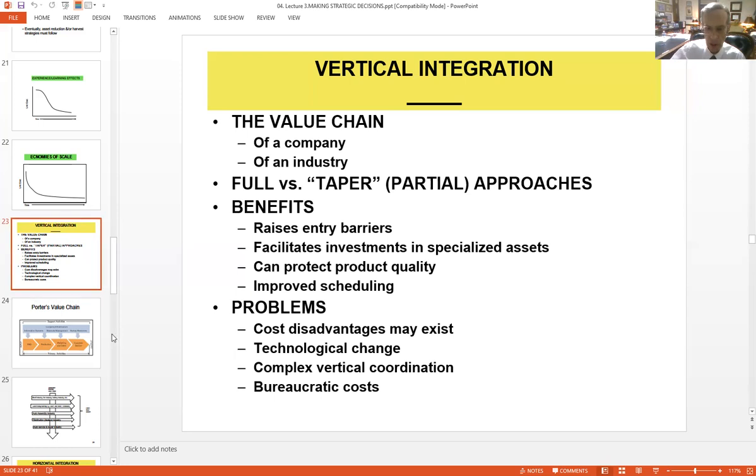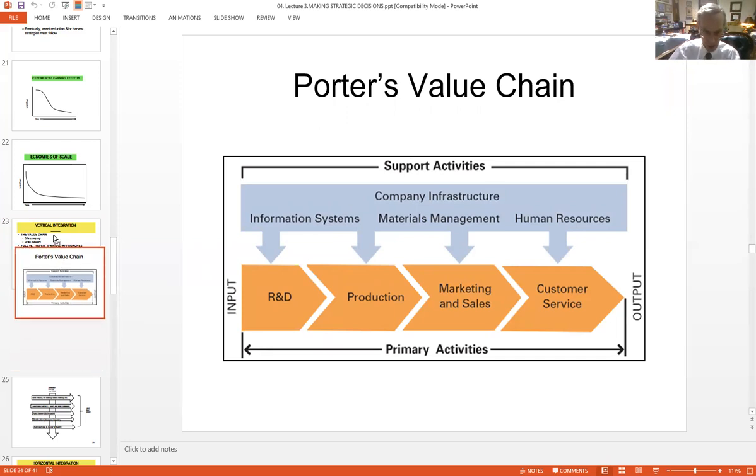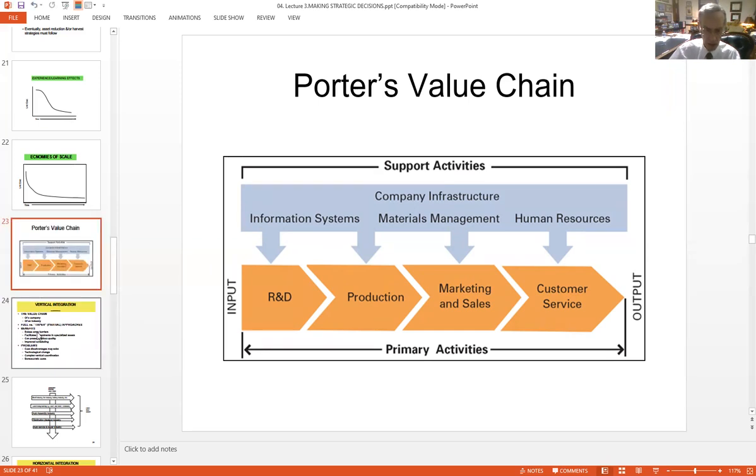And nevertheless, one of the companies that integrates vertically is Apple, which writes its own software, makes its own products, uses captive suppliers to do that, has its own distribution and so forth. So vertical integration certainly is a strategic possibility in some industries for some companies. So here's the classic value chain, and that really should have been up here. I'm going to move it up now. But this is Porter's famous value chain.